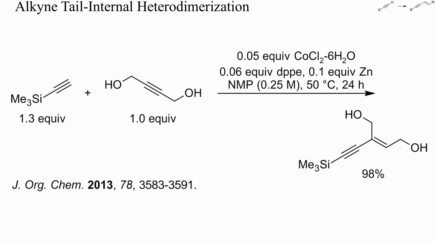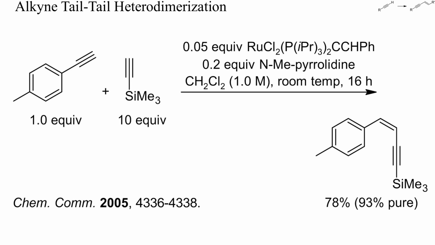Here, a heterodimerization succeeded with only a slight excess of the terminal alkyne. The coupling was catalyzed by 5% of a cobalt complex and gave an excellent yield of enyne. Zinc was required to reduce cobalt-2 to the active catalyst. This is another example of heterodimerization of two terminal alkynes. Here both alkynes were hydrophobic and one of them was again used in a large excess. Catalysis by 5% of a ruthenium complex mainly yielded a cis-enyne.